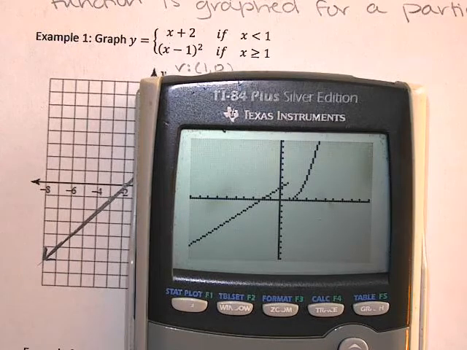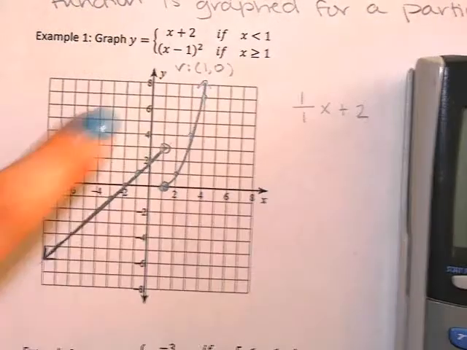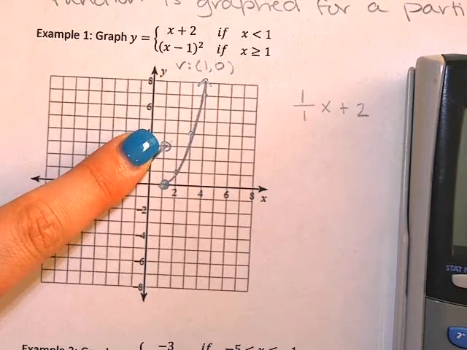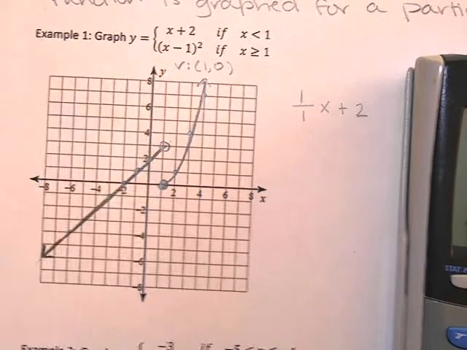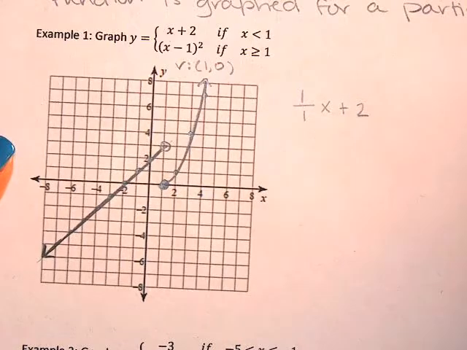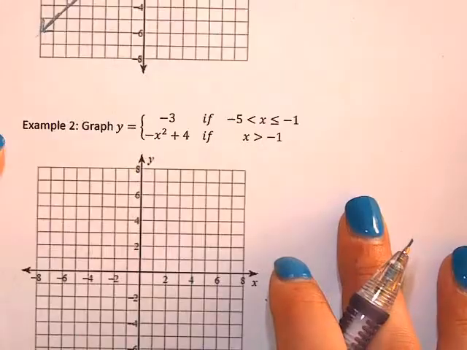Okay, now our graph is not going to show that this right here is a hole, a circle that's not filled in is a hole, and it's not going to show that this is a point, but we get the idea. Okay, let's try the next one.